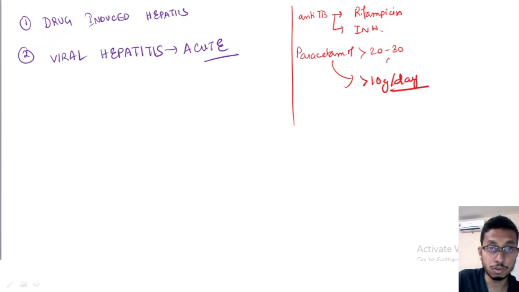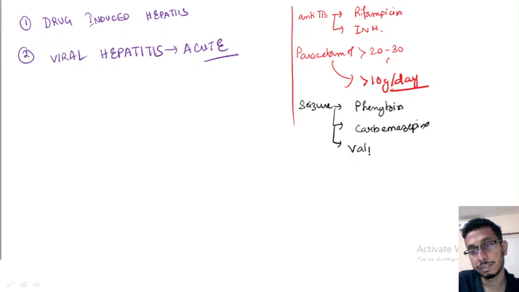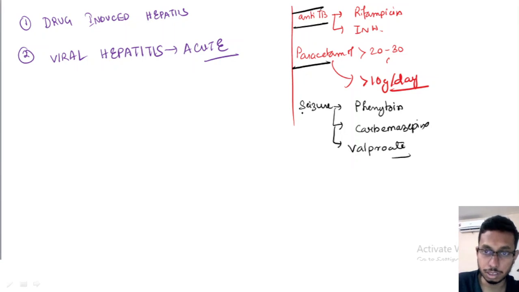Also rule out any seizure history, as drugs for seizure episodes, like those used in earlier days, phenytoin tablets, carbamazepine, even valproate, are believed to produce liver injury. So these are the drugs you should always rule out: ATT, paracetamol history, and seizure disorder medications.